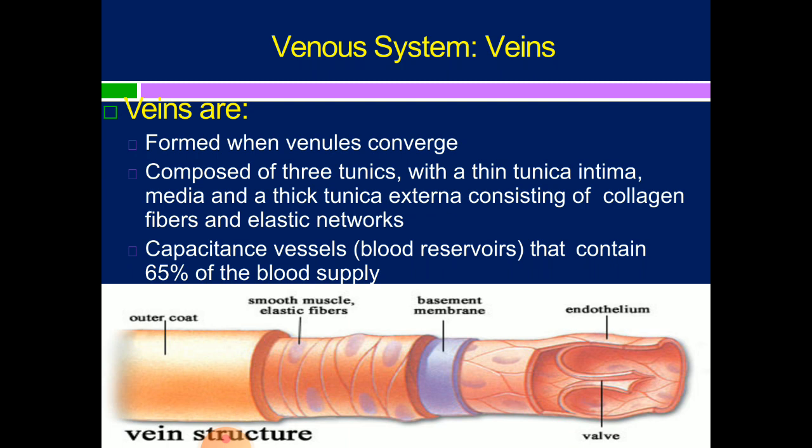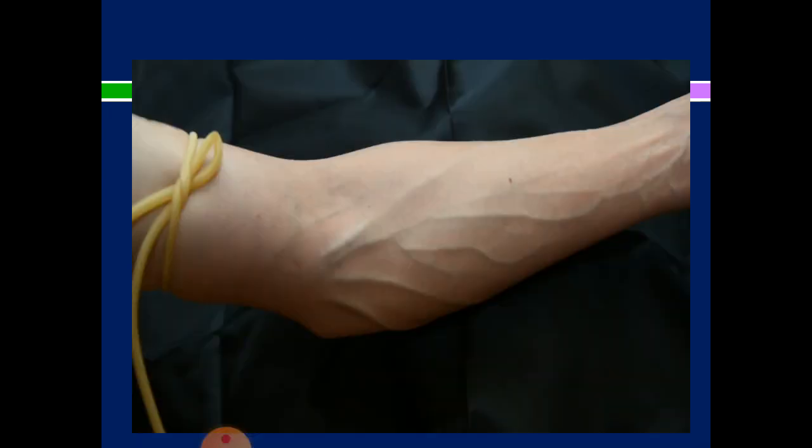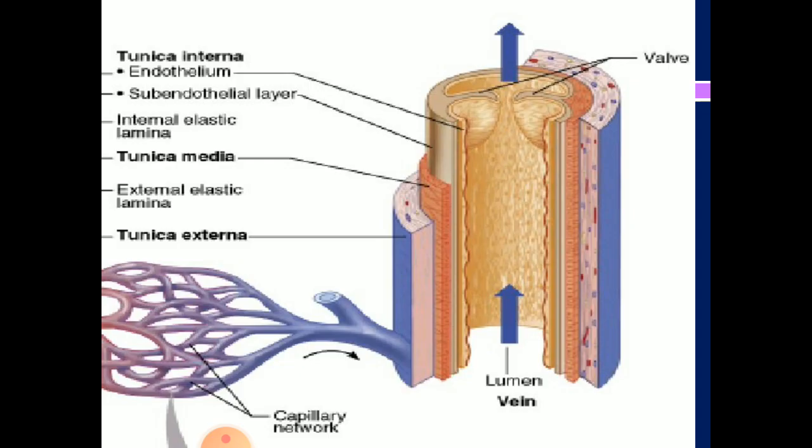So in the image we can see the three layers of the veins. The innermost is the endothelium resting on the basement membrane. Then we have the tunica media containing smooth muscle and elastic fibers, and the outer coat, that is your tunica externa. In veins, the endothelium again infolds to form the walls. So here we can see the superficial veins. This is the journal diagram to show you the structure of the veins.